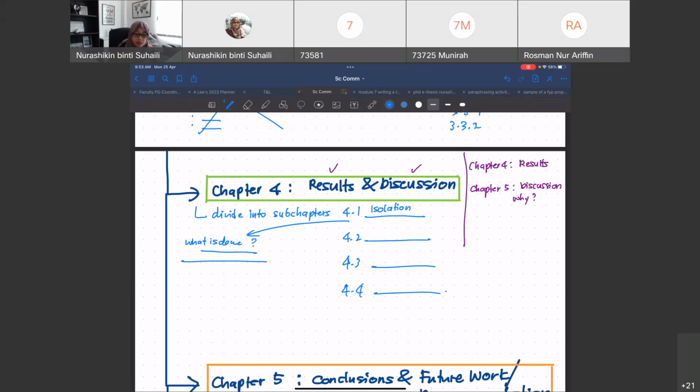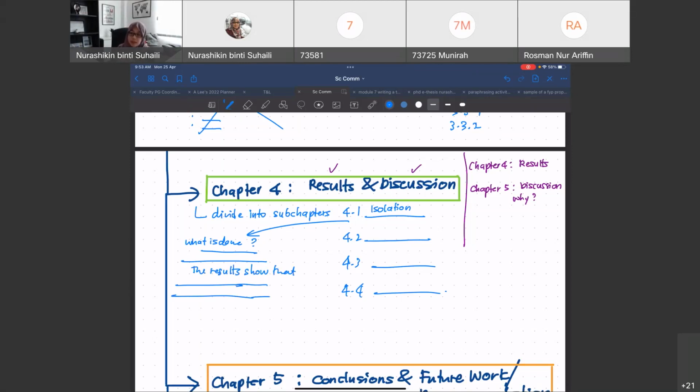And then you will say the results. Then you say about your results. The results show that blah, blah, blah. Okay? So that's your results. You have to present your results. And how you present your results depends on the nature of your work.